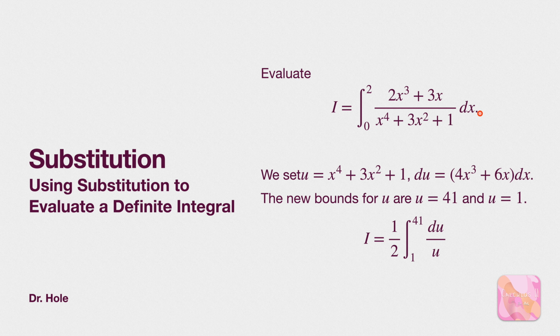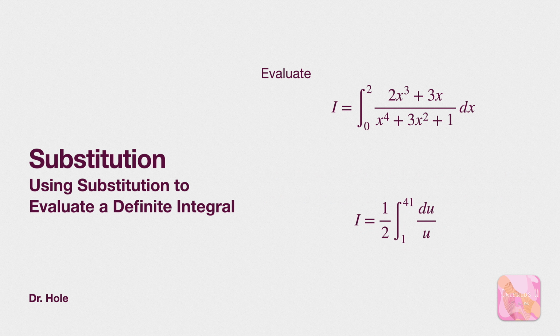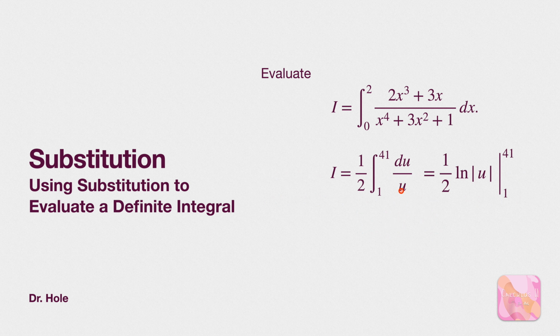The original bounds on x were 0 to 2, but thanks to this definition of u has bounds 1 and 41. Looking at the original I, it's a complicated integrand, but thanks to the substitution of u, we have an elementary integral. So this will evaluate to the natural log of the absolute value of u. These absolute values are superfluous in this case because the bounds are positive. And when we plug in the lower bound of 1, we know that the natural log of 1 goes to 0. Thus, our answer is 1/2 ln of 41. Perfect.